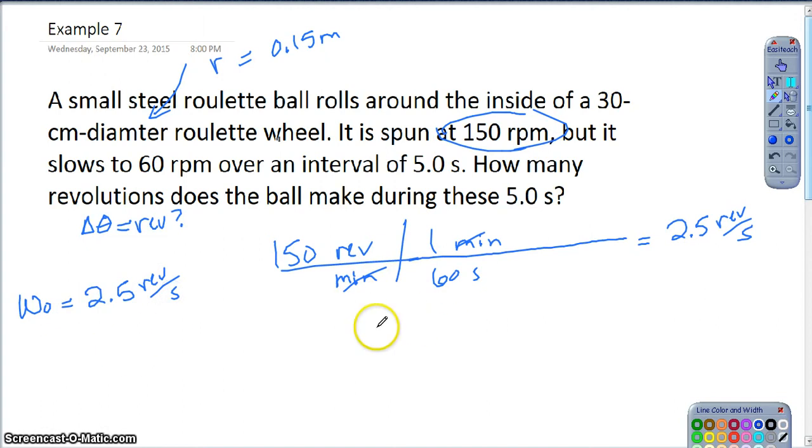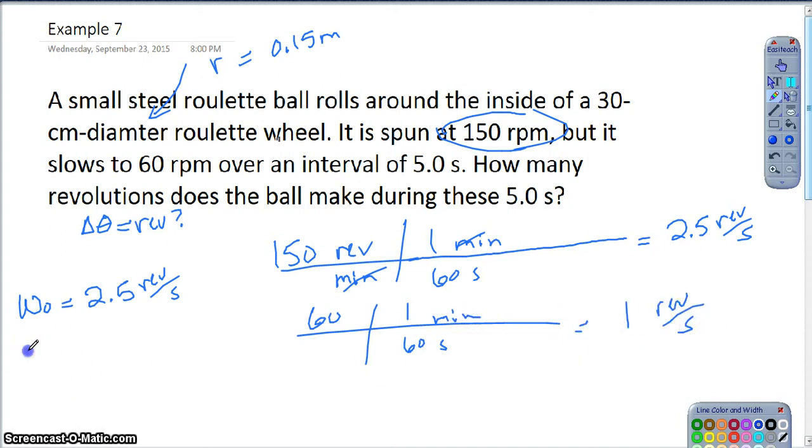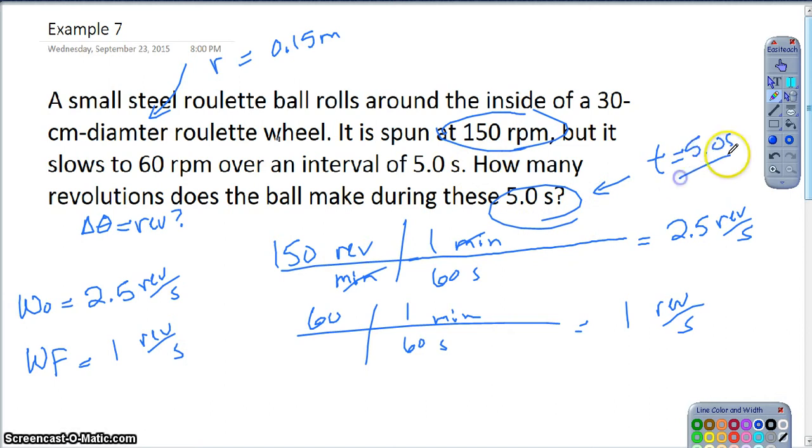My final angular velocity, again just doing the same thing, 60, and then converting to seconds, right? 1 minute to seconds, and I get 1 revolution per second. So I know my final angular velocity is 1 revolution per second, and they told me the time is 5 seconds. So this would be something where I hope most of us start thinking again kinematics. I've got 3 pieces of information. I can really find whatever else I may want.